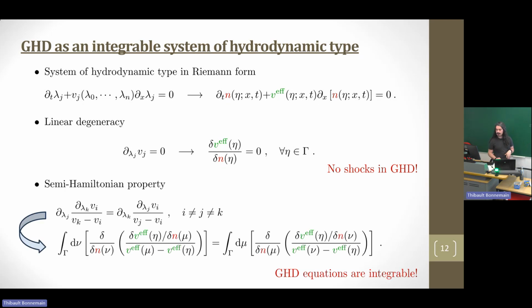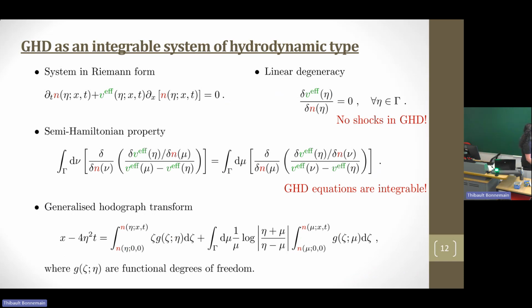The other thing we can check is if there is something analogous to the semi-Hamiltonian property. And again, there is a continuous analogue, and this means that the generalized hydrodynamics equation should be integrable via a hodograph transform. And presumably this hodograph transform in this case should look like that, where here G plays the role of a functional degree of freedom. So if you know, for example, n at t equals 0, you can set t equals 0 in this equation, differentiate with respect to x, and this will give you G in terms of n at t equals 0, and then you can reconstruct your solution.